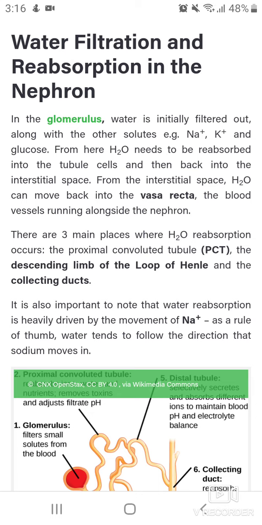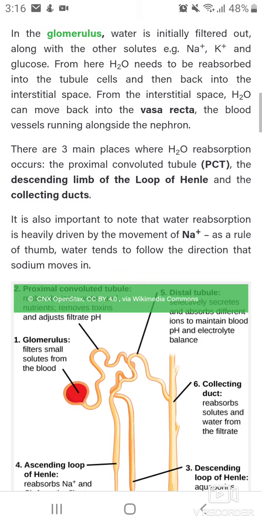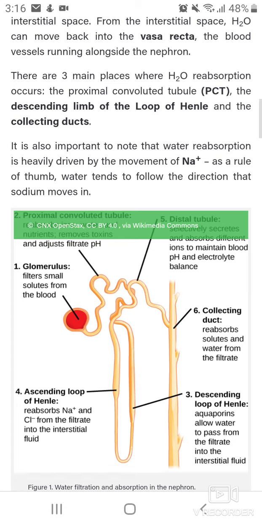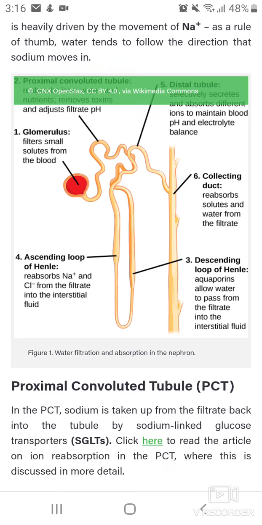You can see clearly in this picture the proximal convoluted tubule, distal tubule, the glomerulus, collecting duct, descending loop of Henle, and ascending loop of Henle. You can see in the diagram clearly. Next, proximal convoluted tubule (PCT).